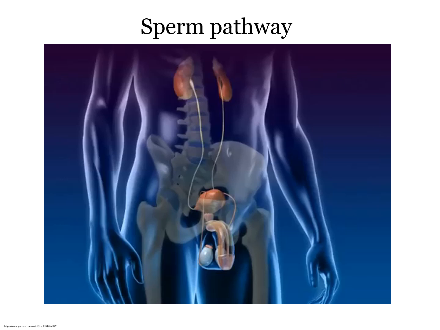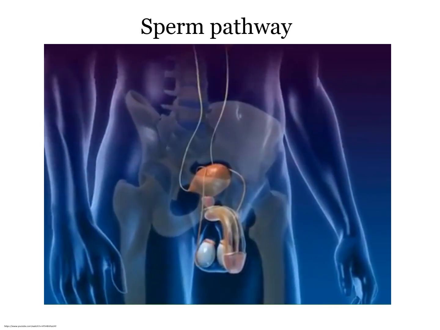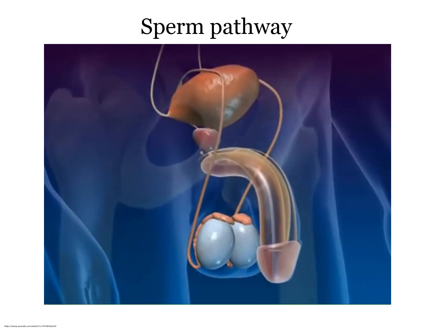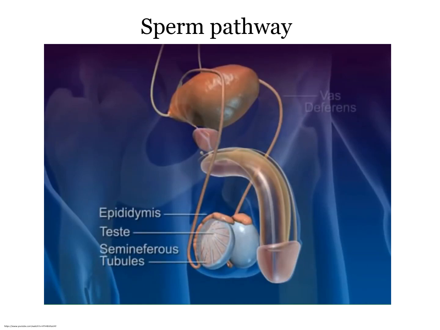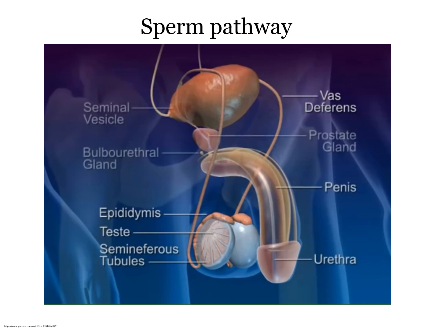Okay, let's review the sperm pathway by revising the functions of all the male reproductive organs that we have learned just now. The organs of the male reproductive system include the testes, seminiferous tubules, epididymis, ducts, urethra, and penis. The seminal vesicle, prostate, and bulbourethral glands produce nourishing fluid for the sperm.